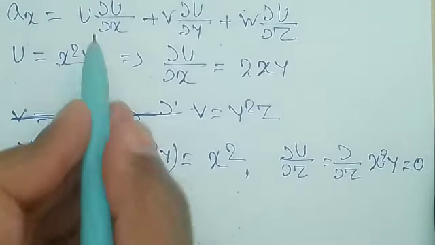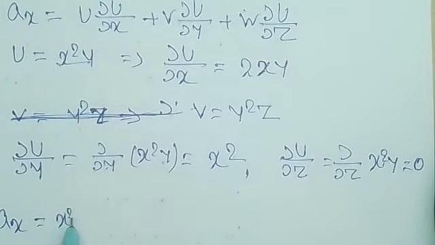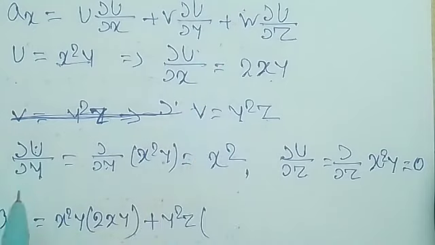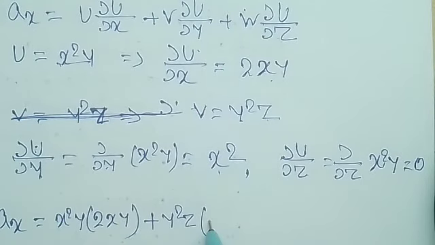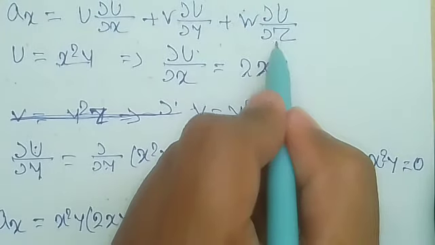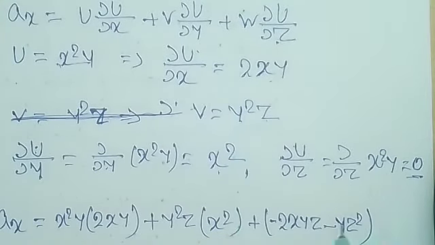Just try to understand: u into this one, that u is equal to x square y, and ∂u/∂x we got the 2xy, right, into 2xy, very carefully, plus v is equal to y square z into ∂u/∂y. ∂u/∂y is x square, plus w, which is minus 2xyz minus yz square, into ∂u/∂z. What is ∂u/∂z? It is equal to 0 into 0.